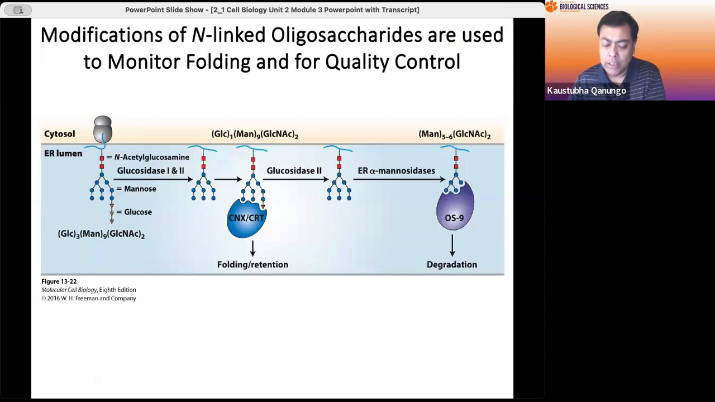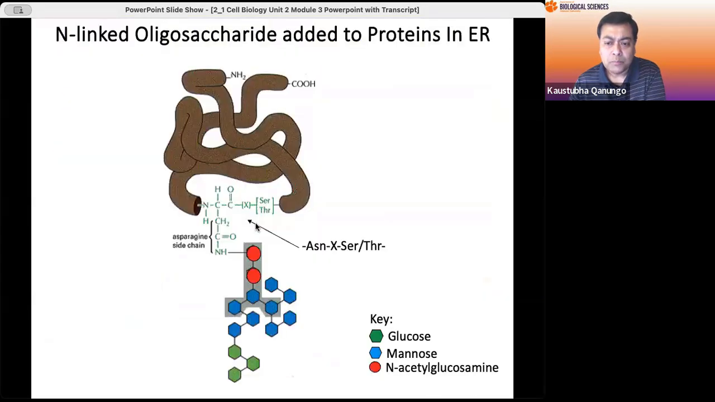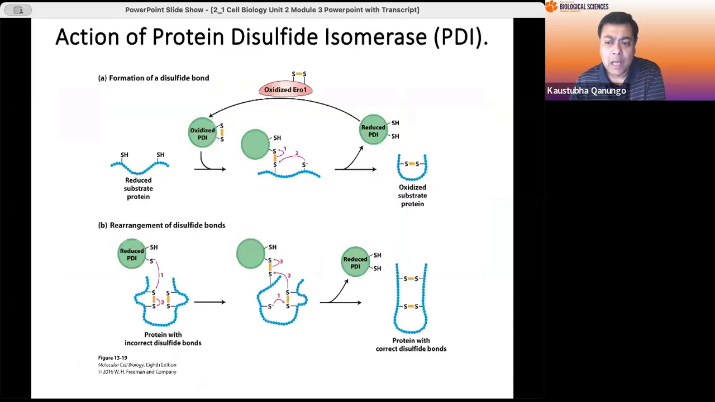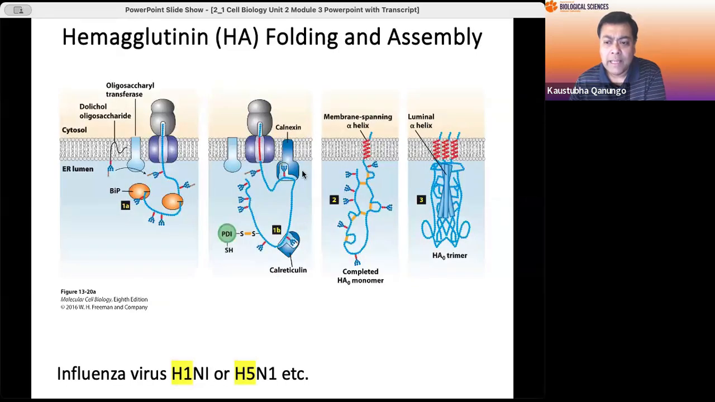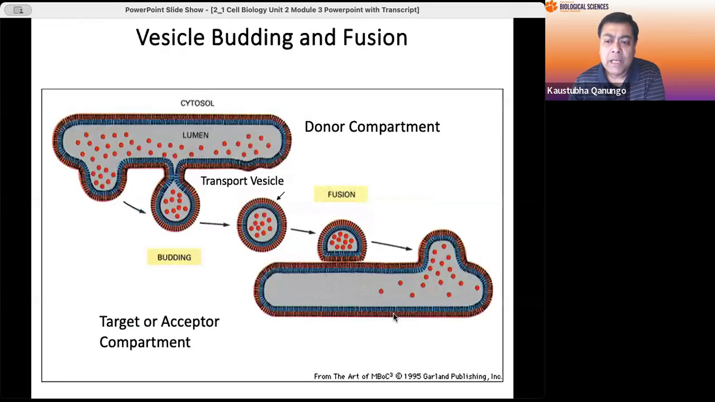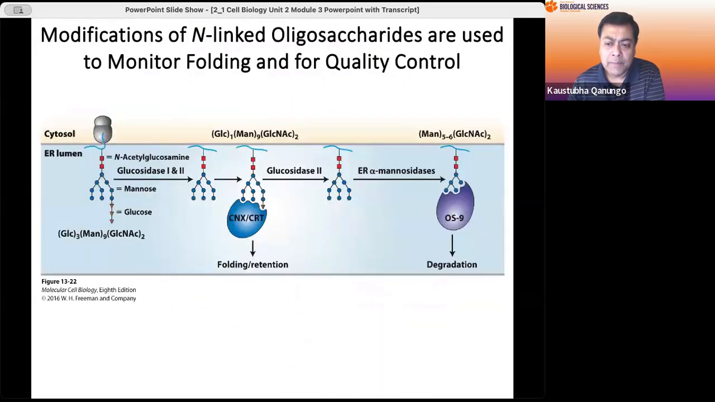This just shows that trimming process. And if the trimming doesn't happen properly, then there is CNX and CRT. This is calnexin, calreticulin, which we saw all the way down here. These are quality control enzymes, and these quality control enzymes will degrade if necessary. If the proteins are not properly folded or glycosylated, this leads to degradation.